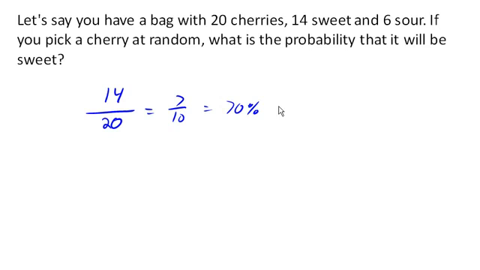Now that is, of course, assuming that all of our cherries are actually the same in shape and size. If they happen to look different, then that might not be the case. Let's look at another one.